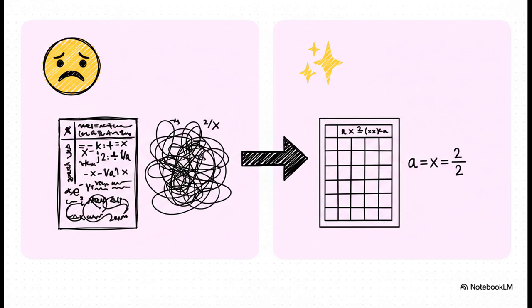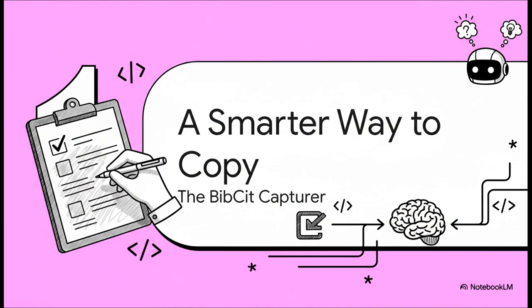But look at the right. That is the exact same content. The only difference is how it was copied. It's perfect, clean, structured, ready to go. So the question is, how do we get from that mess on the left to the masterpiece on the right? Okay, let's get into it.